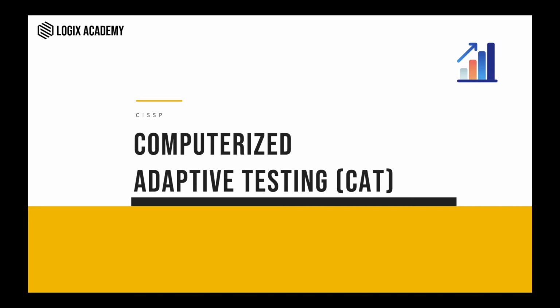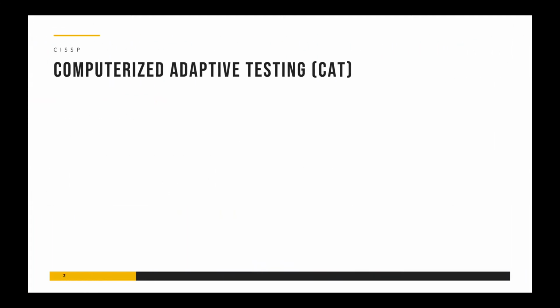The CISSP exam uses computerized adaptive testing, also known as CAT. Previously, the CISSP exam used to be linear in nature, which basically means that you had a certain set of questions and there was no adaptive element. But now the exam adapts itself to the candidate's skill level so that it can zero in on the precise skill level of the candidate. Let's see how it actually works.